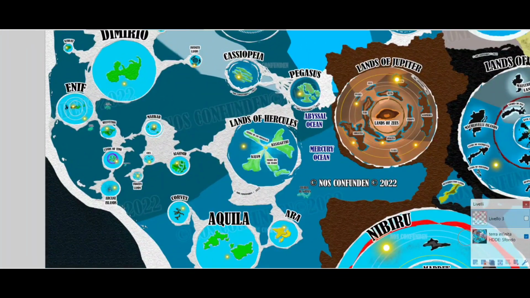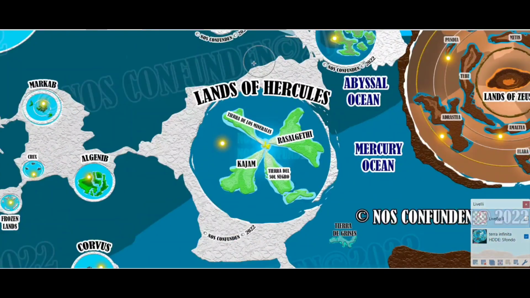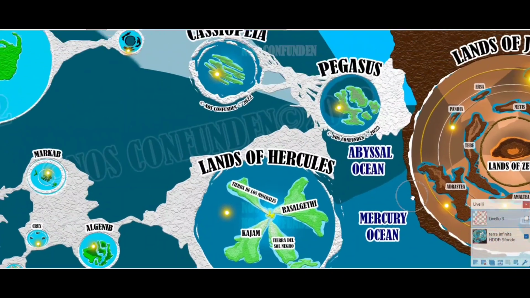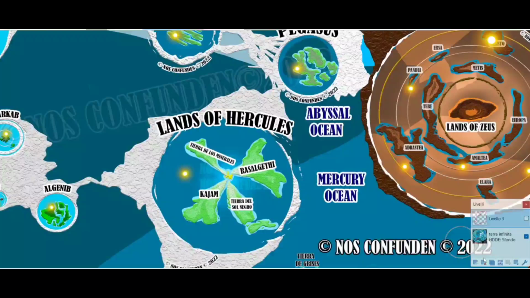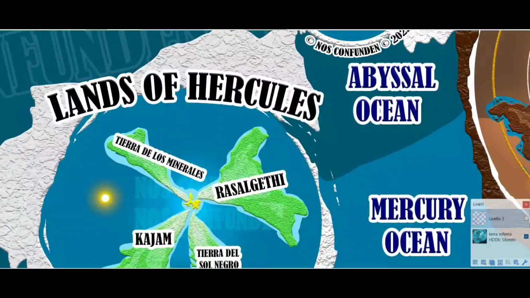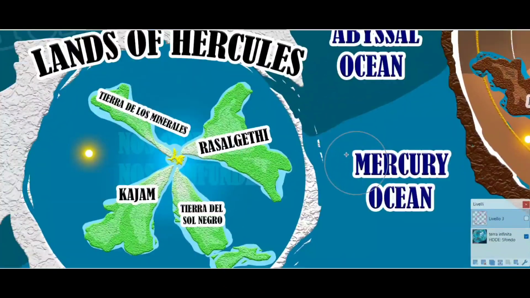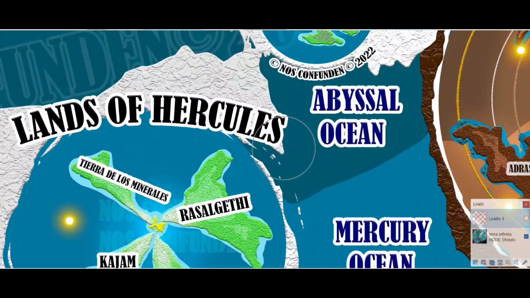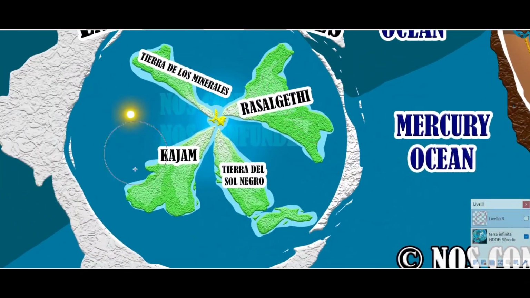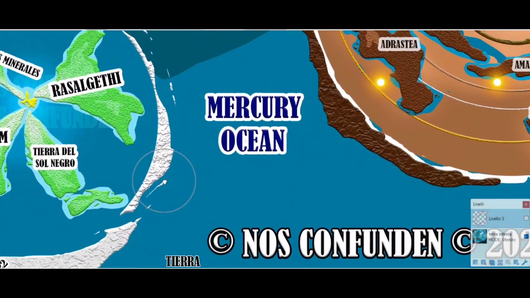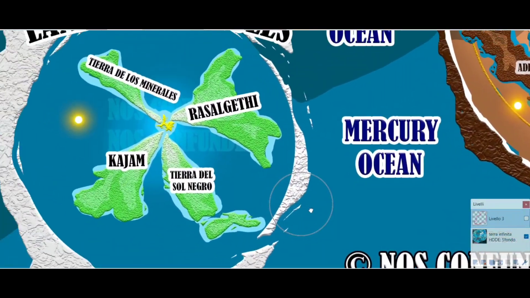Also, it appears that the northern half of this area here is part of the abyssal ocean, which seems to be some sort of water, some sort of H2O. So I assume that this area right here would be passable through the usual means of navigation, although since Mercury has a higher density, it would kind of lock off, as you can see here, as the abyssal ocean doesn't fit into the lands of Hercules, and the entirety of the lands of Hercules seem to be in the same material as the Mercury ocean.